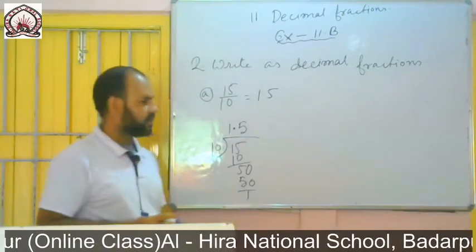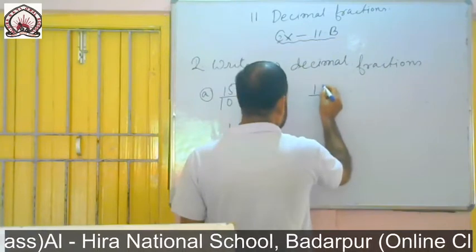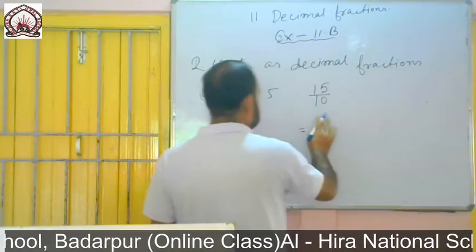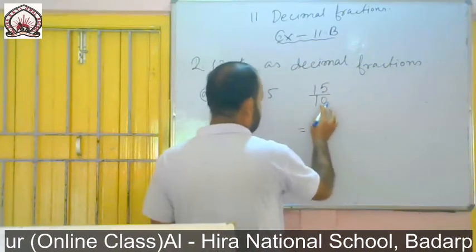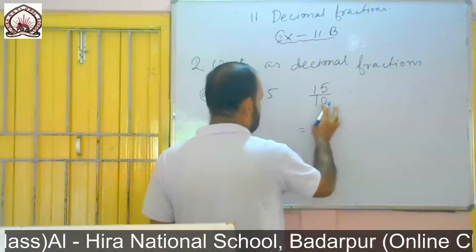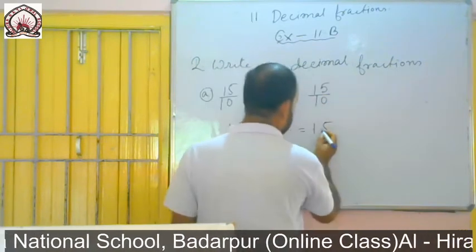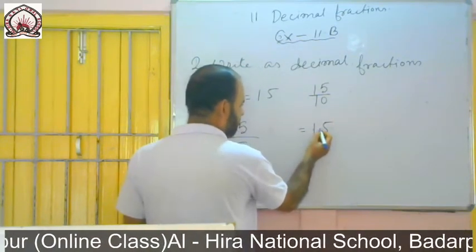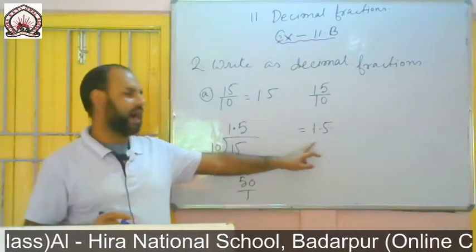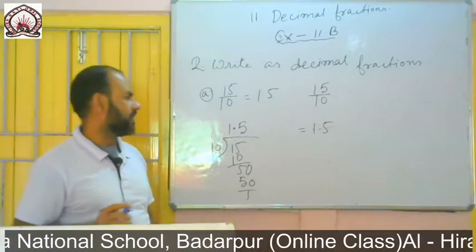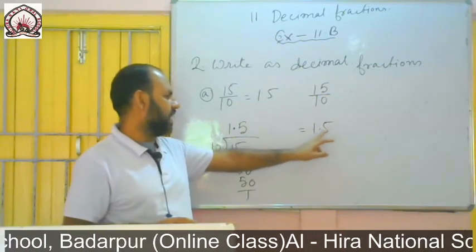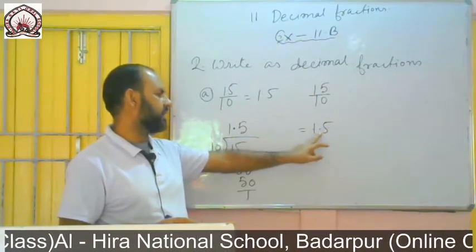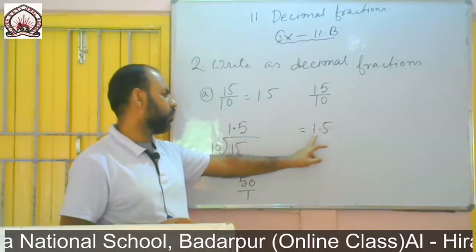Another method: suppose 15 by 10. We write this 15, and in 10 only one 0 is there. So from the right side, after 1 digit we give the point. So the answer is 1.5. Here also we get the answer 1.5.